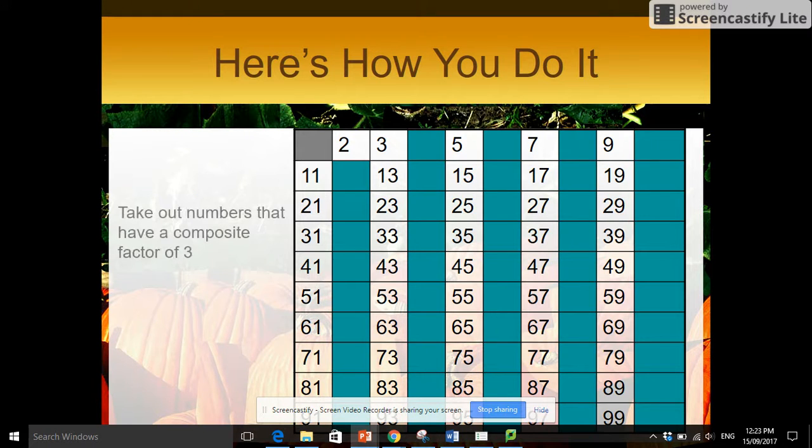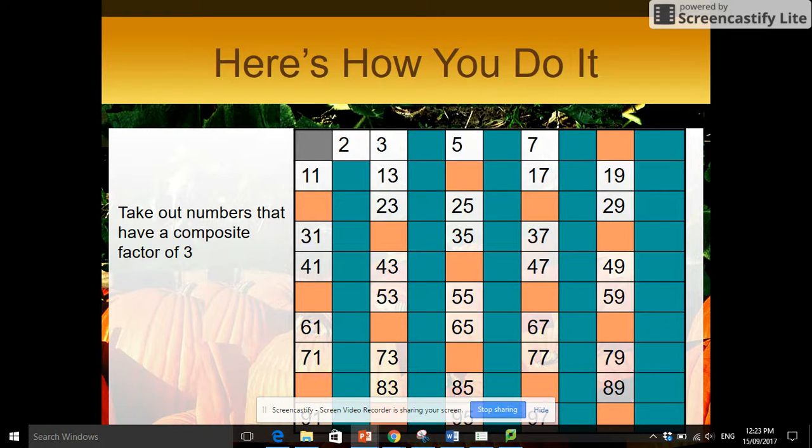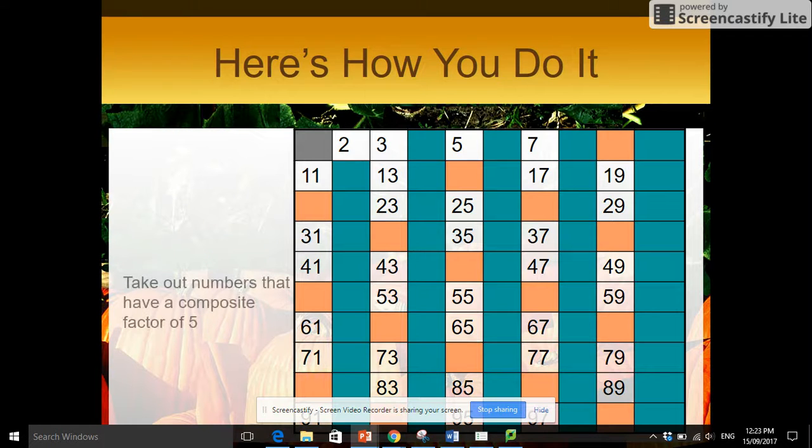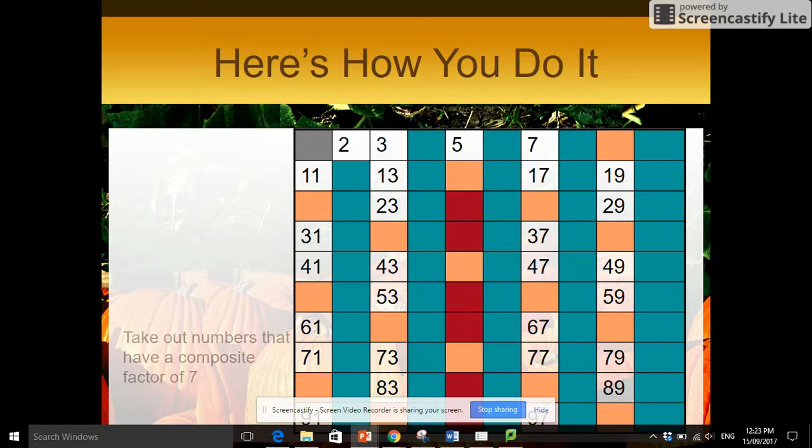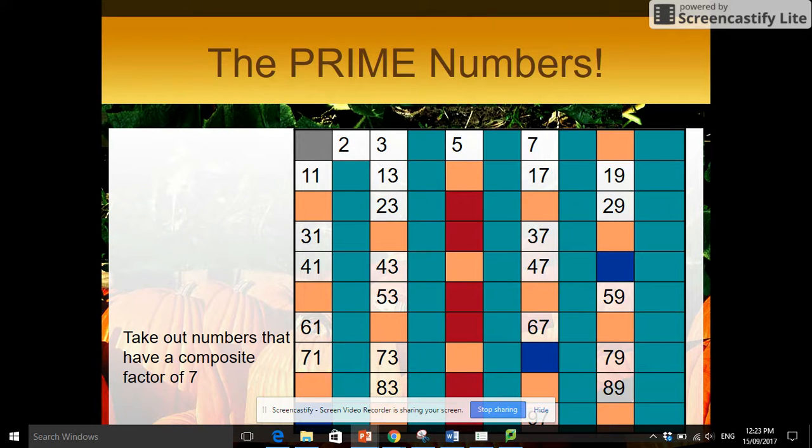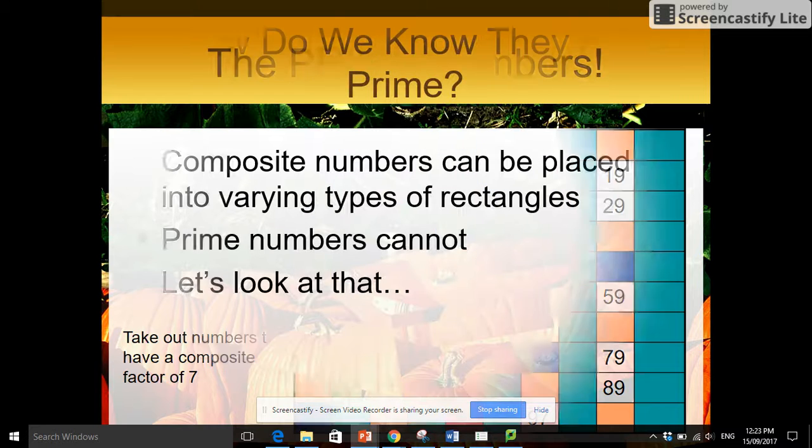So now we're going to look at the composite numbers of 3. And you notice that 2 is not there because the only number that goes into 2 is 2 itself and 1. So that means it's prime, so it has to stay there, okay? So composite numbers of 3, those are all gone now. And then 5, those are all gone. And the composite numbers of 7. Right, so now we are left with just the prime numbers.